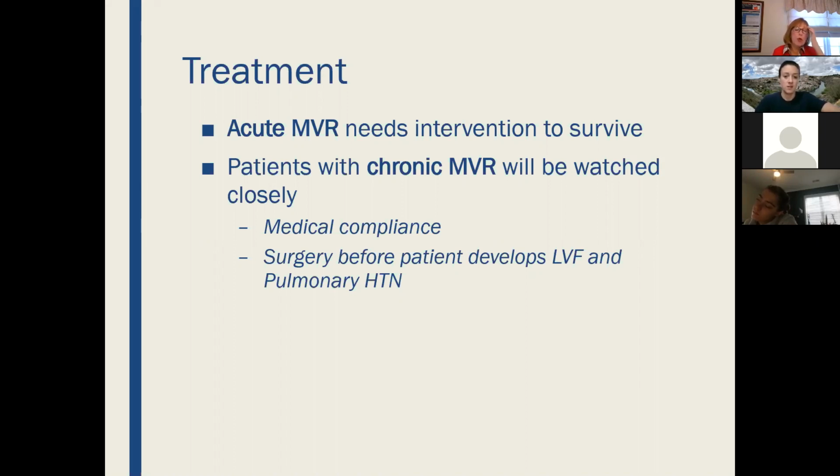The patients with chronic are going to be watched closely. Stay medically compliant: keep your beta blocker meds, keep whatever blood pressure meds the doctor gives you, stick to your diuretics if that's what they give you, and keep up your gradual exercise regimen, whatever works for you. But eventually they'll develop left ventricular failure. They'll have signs of pulmonary hypertension, the cough and the hemoptysis, shortness of breath and dyspnea. Then they'll take them in for intervention.